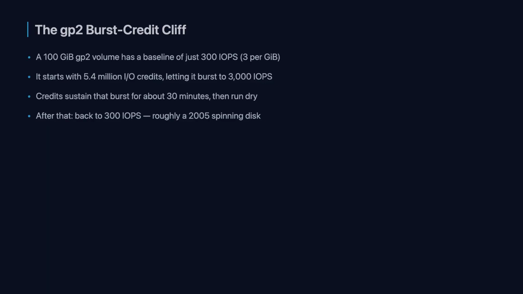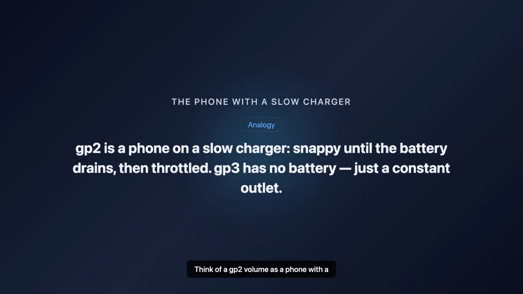up in production. Think of the GP2 volume as a phone with a slow charger. Fresh out of the box, the battery is full, and the phone feels snappy. But under heavy sustained use, the battery drains faster than the charger can refill it. Once it's empty, the phone drops into low power mode. That's your baseline IOPS. And the smaller the volume, the slower the charger. GP3 has no battery at all. It's just plugged straight into a constant power outlet at 3,000 IOPS forever.